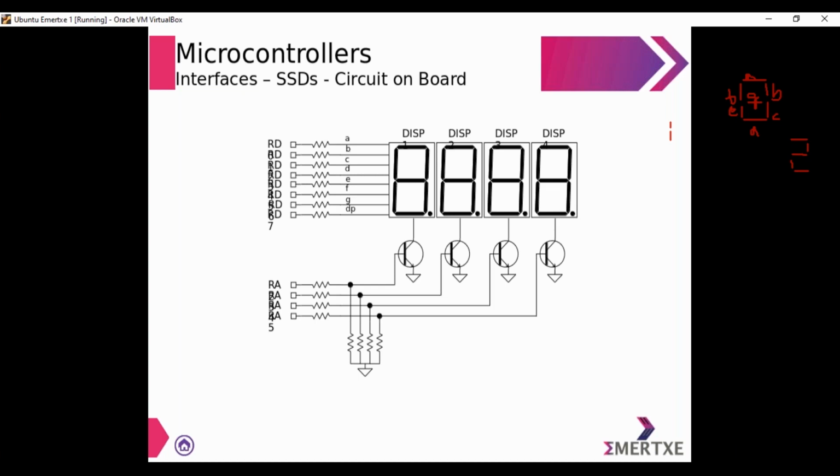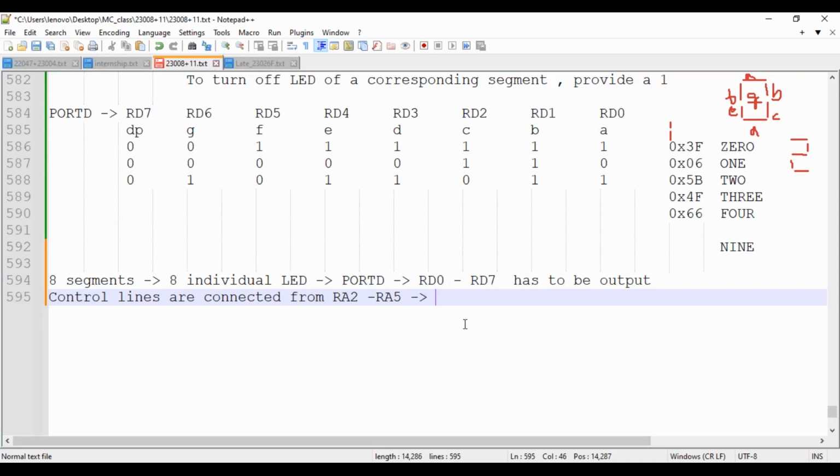But if you speak with respect to the microcontroller, what is the direction? So it is always the opposite. Yes, it has to be output. So all the pins of the microcontroller with respect to the SSD should be treated as output. RD0 to RD7 will be the data lines associated to the SSD, which need to be treated as output. And RA2 to RA5 are the control lines associated to the SSD, which also have to be treated as output. So both of them have to be seen as output. Is that clear?